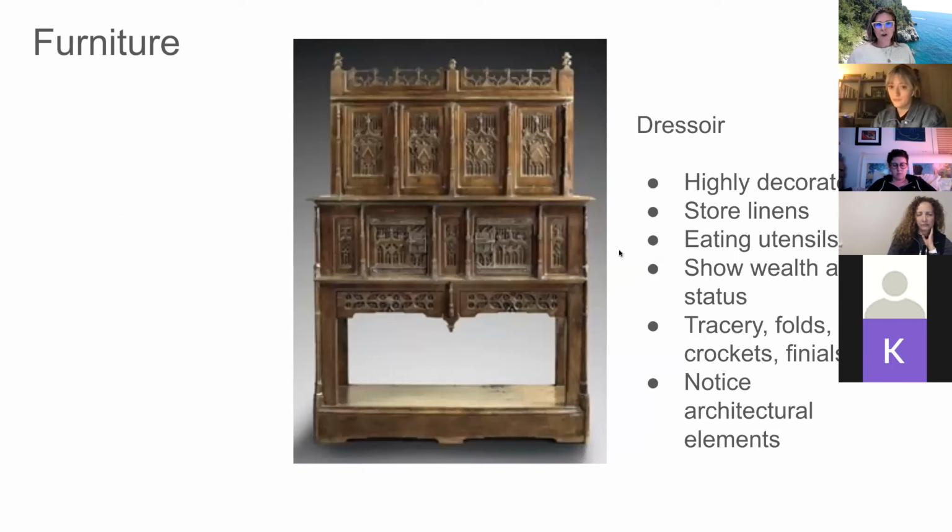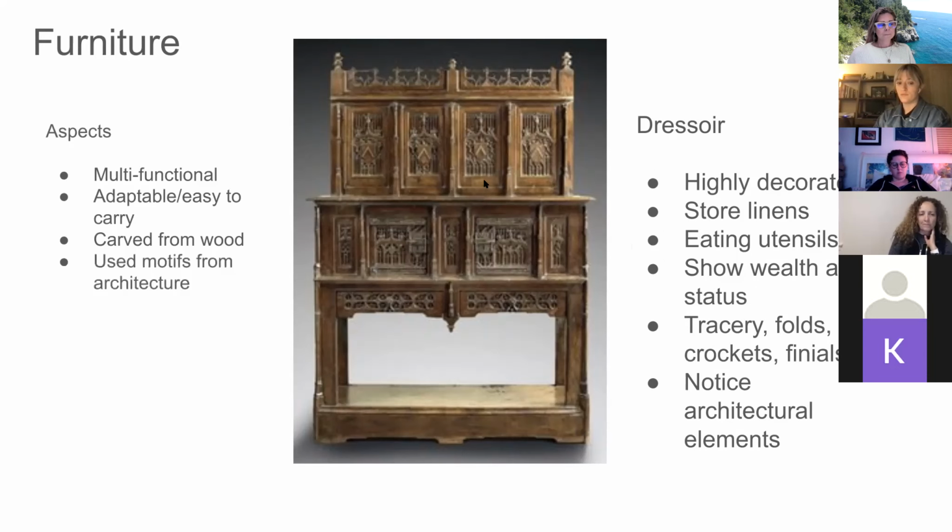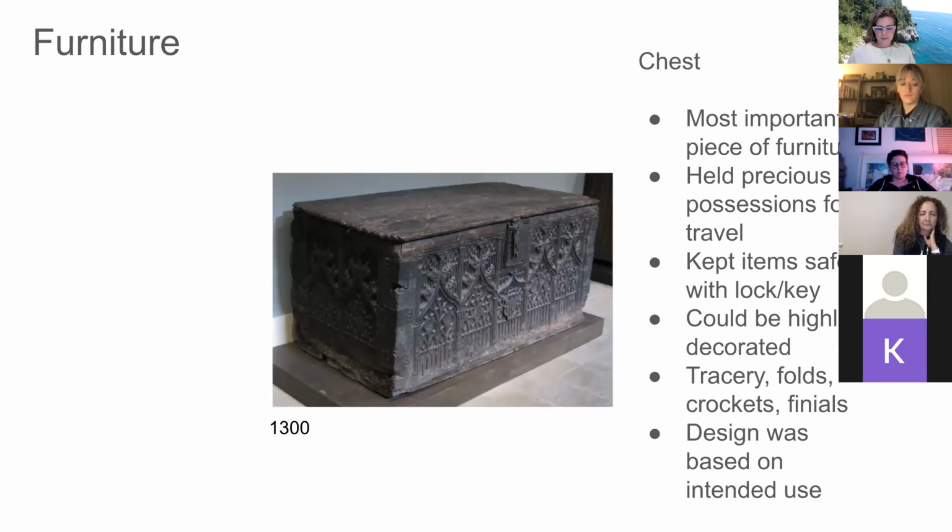This is another piece of furniture that also has a ton of architectural aspects to it. It has that hierarchy, with the tracery and almost like the window aspect, and the columnar motifs happening. And you would basically keep your linens or utensils, and it's something that somebody very wealthy would obviously own. Made of wood. This is a great piece too.